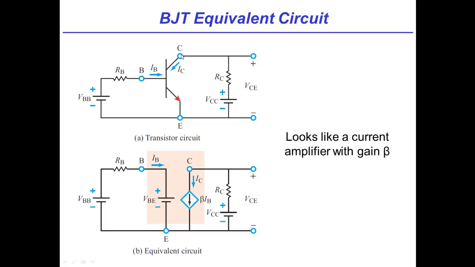And then for the collector, I've done something similar. I have VCC and an RC, and then I've got another loop over here between the collector and emitter. I don't know how to deal with that yet. So when I was first learning this, I always thought that was weird. I got the left side.